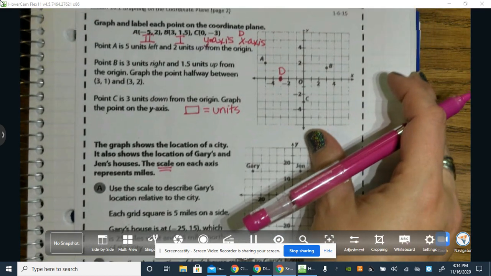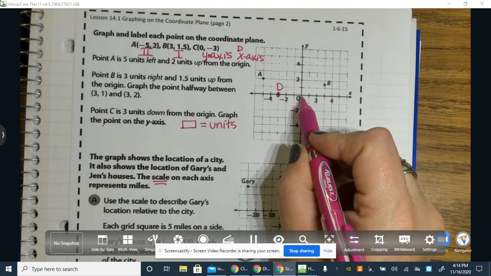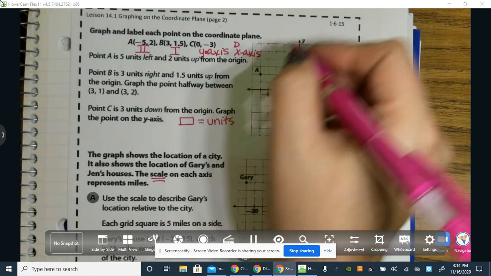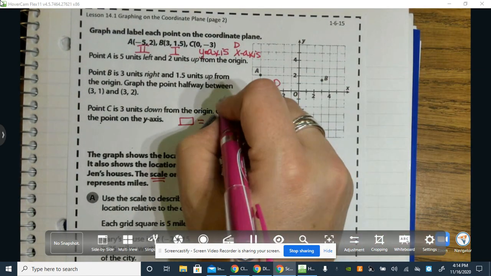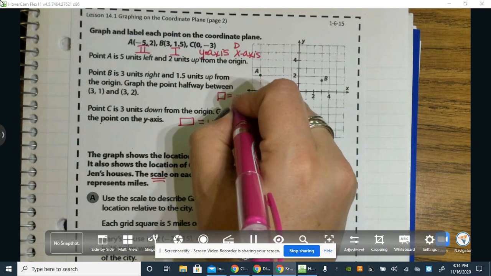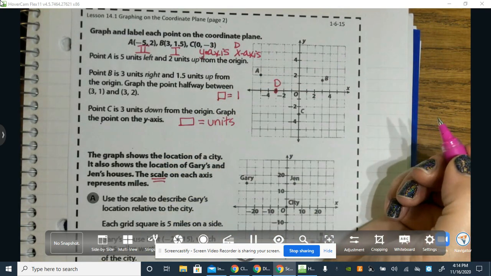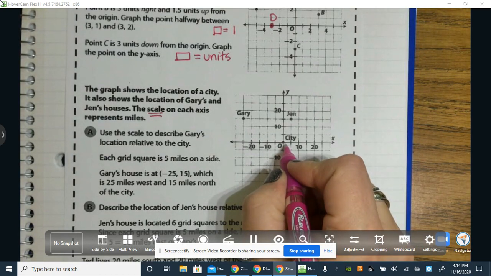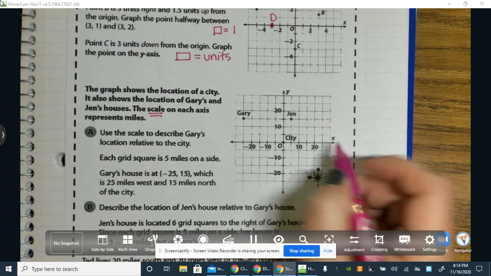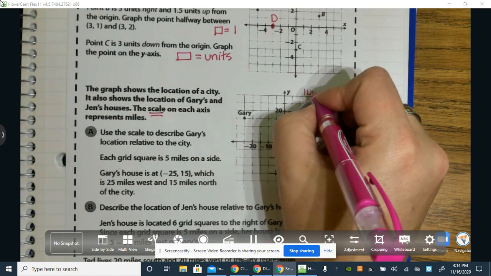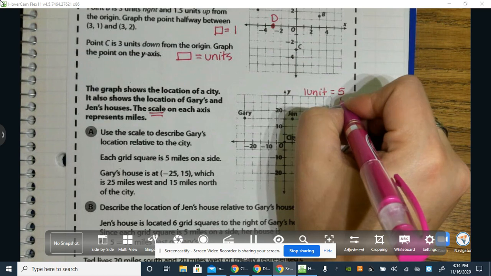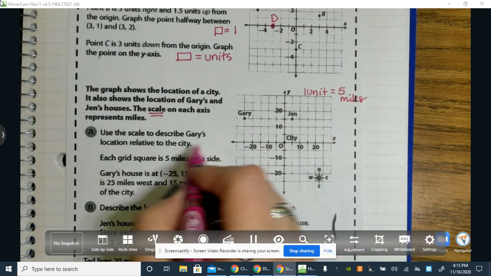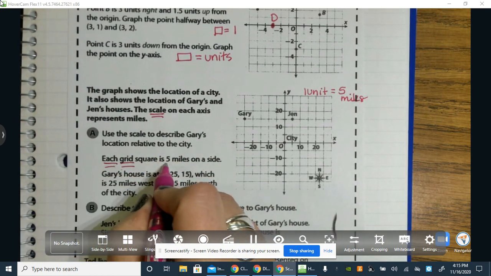So if I look here on the top graph, I see 0, blank, 2, blank, 3. So each one of these squares is a unit of 1. So we could say 1 box is equal to 1 unit. Okay, but if we look down here, it goes 0, blank, 10, blank. Oh, okay, so my unit's there. So 1 unit is equal to 5 miles. Okay, so each grid is 5 miles.